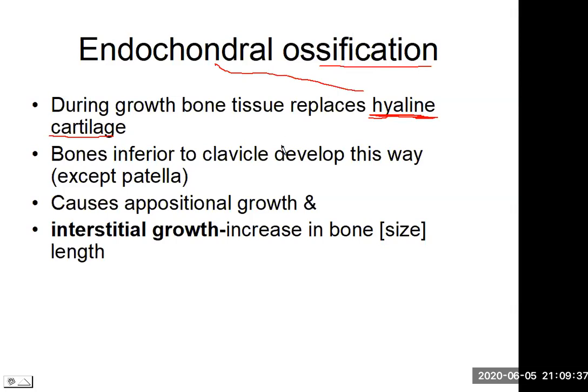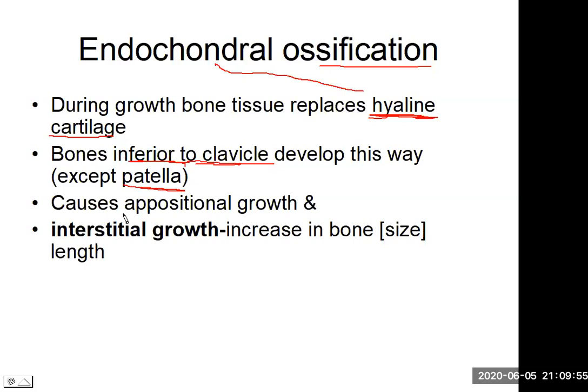So the majority of our skeleton forms this way. This is just a simple description. Most of the bones inferior to the clavicle. Of course, don't forget about your kneecaps. So a larger percentage of the bones of our skeleton form from this hyaline cartilage development.